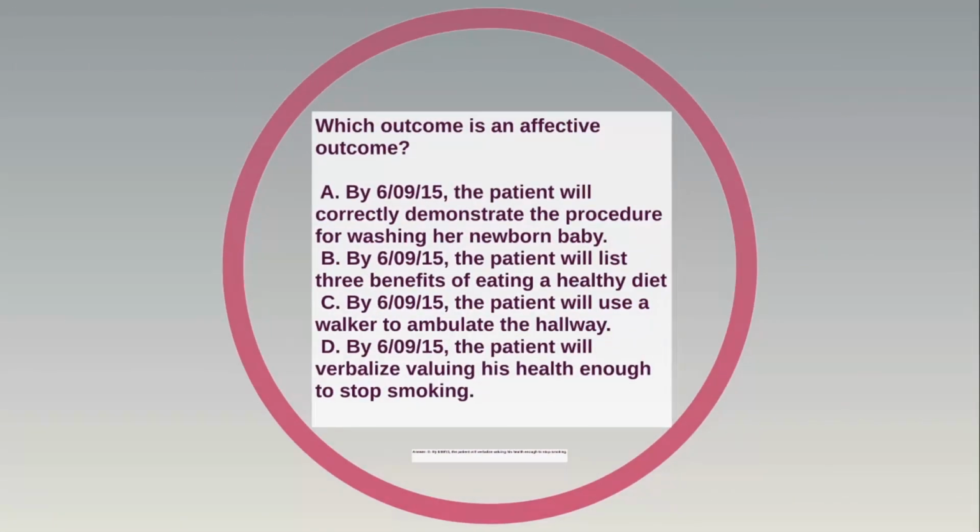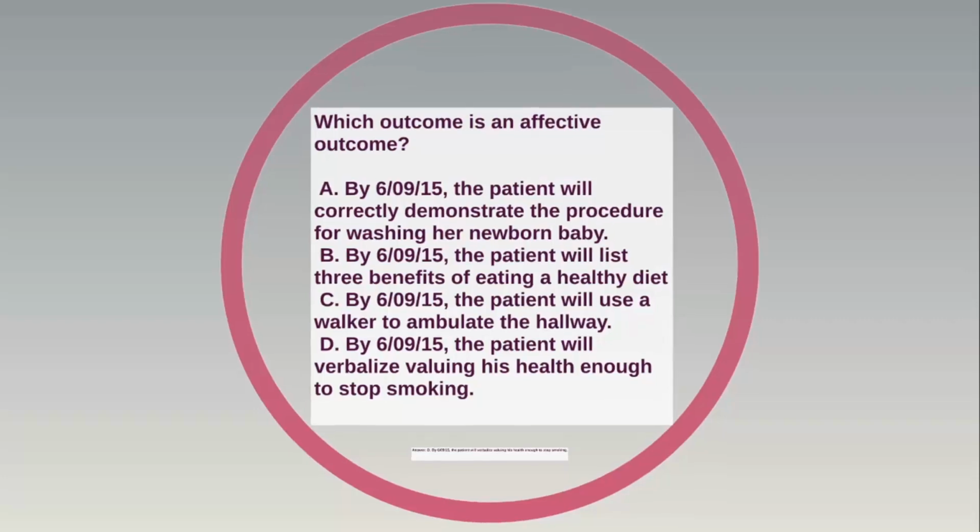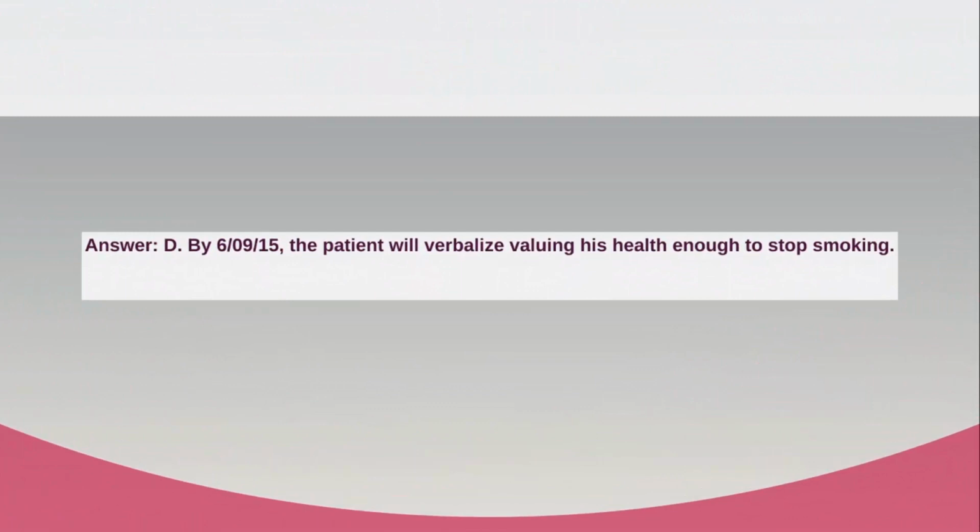So let's look at this knowledge check here. Which outcome is an affective outcome? Ooh, threw the hardest one at you guys. So let's see. A. By 6, 9, and 15, the patient will correctly demonstrate the procedure for washing her newborn baby. B. By 6, 9, 15, the patient will list 3 benefits of eating a healthy diet. C. By 6, 9, 15, the patient will use a walker to ambulate the hallway. Or D. By 6, 9, 15, the patient will verbalize valuing his health enough to stop smoking.